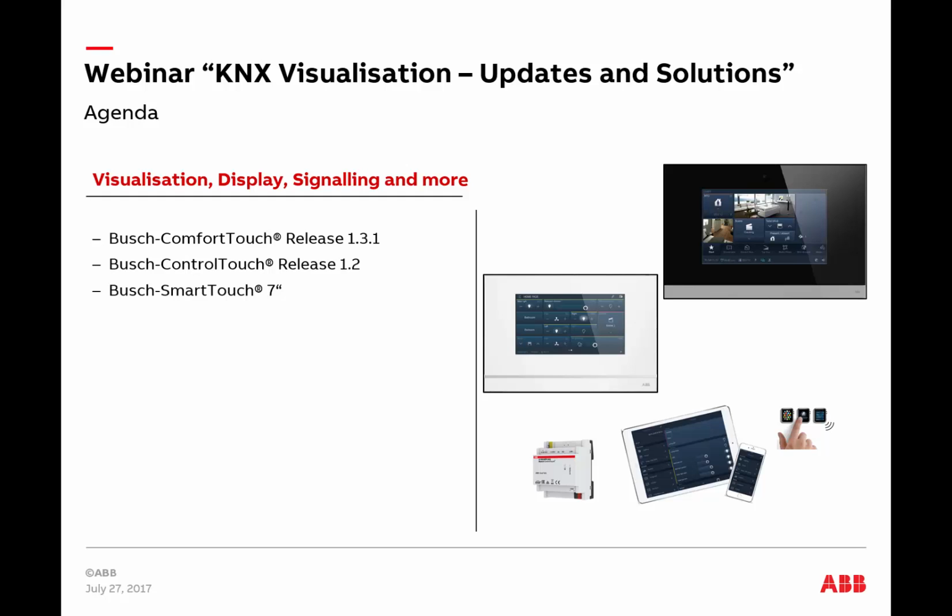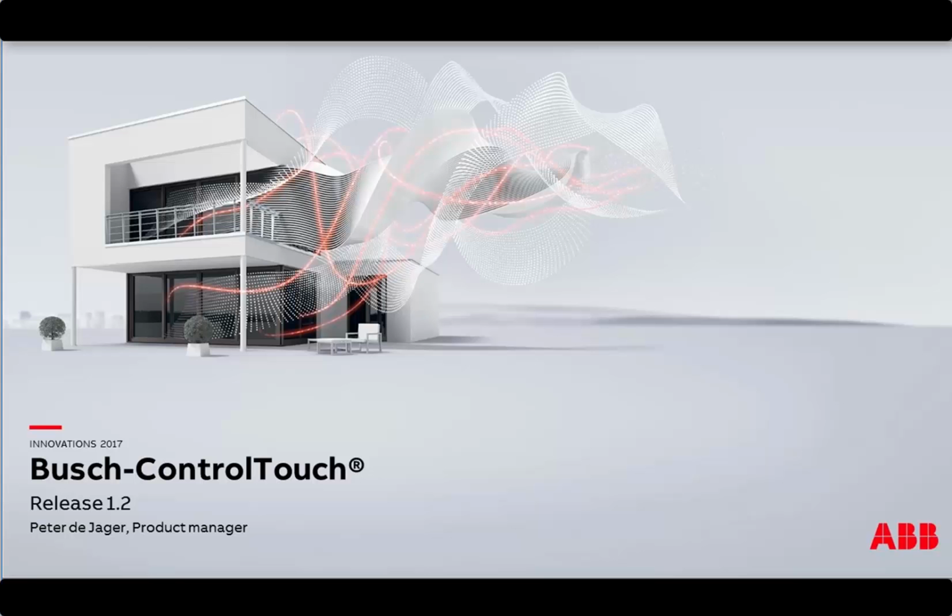So let's start with the first presentation, ControlTouch Release 1.2. In the next slides, we want to give you an overview about the improvements and the new functionalities of release 1.2. The new release is already available. The release contains new features on the device side, on the app side, and on the online My ABB Living Space side. All you need to do is to go on the local device commissioning page, click on the button Check for Updates, and confirm the installation.